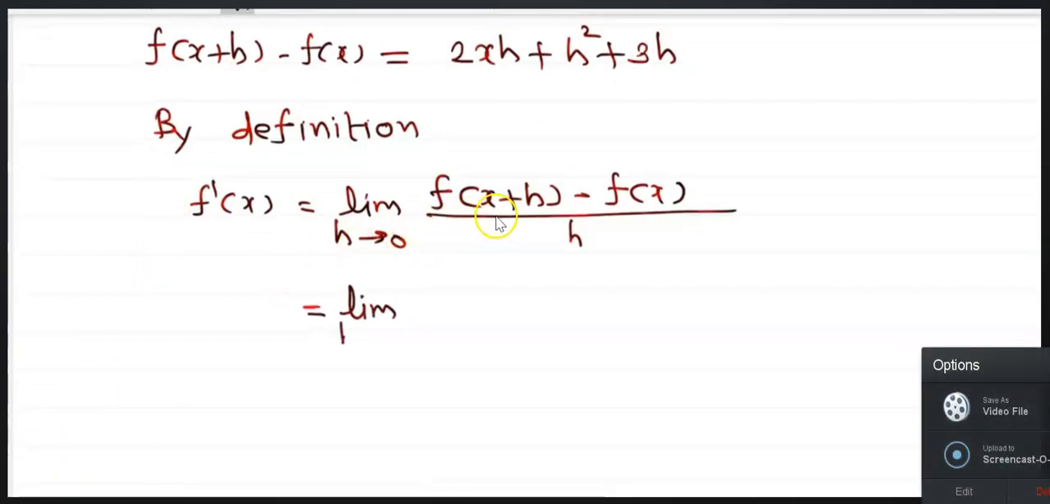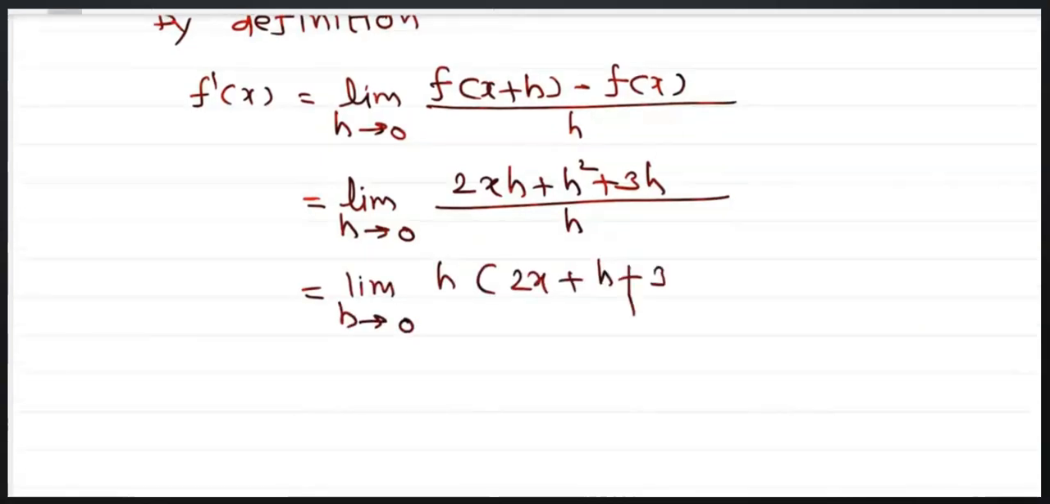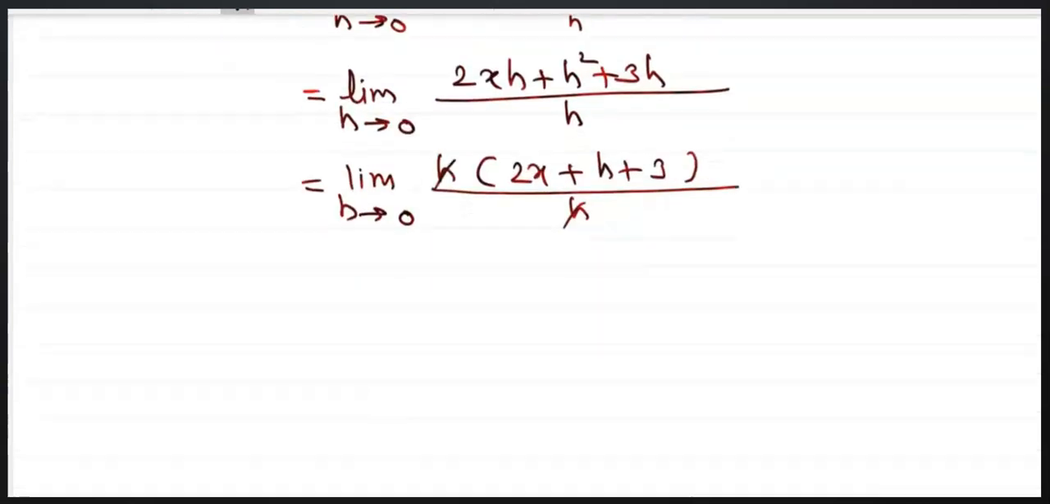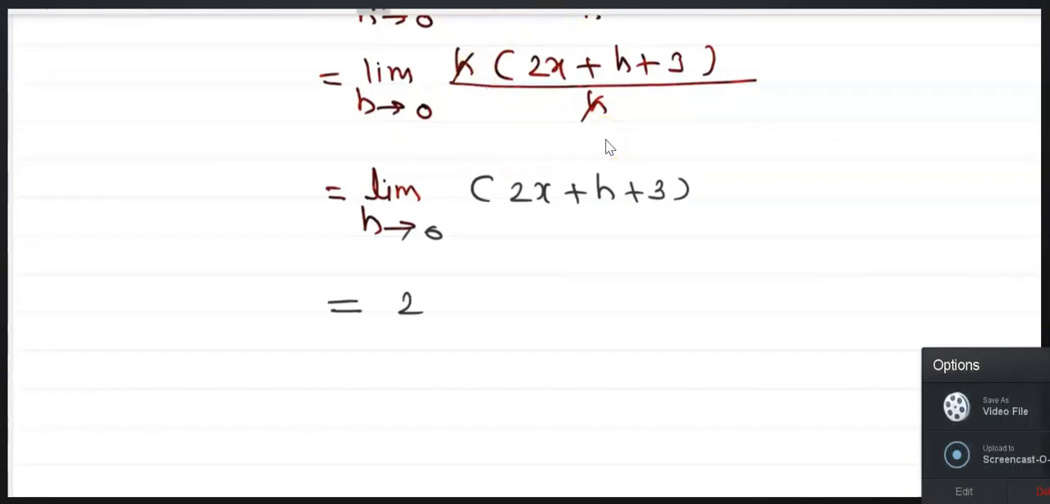Limit h tends to 0, 2xh plus h square plus 3h upon h. And limit h tends to 0. Take h as common. Then in bracket you will get 2x plus h plus 3, upon h. Now here again h get cancelled. Now as h tends to 0, therefore you will get 2x plus 3, and that is equals to 2x plus 3.